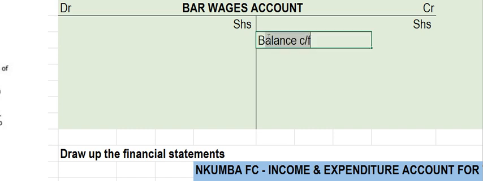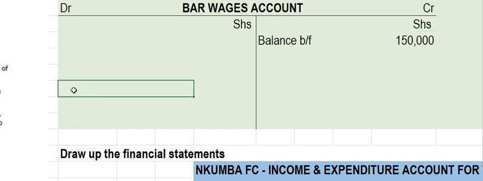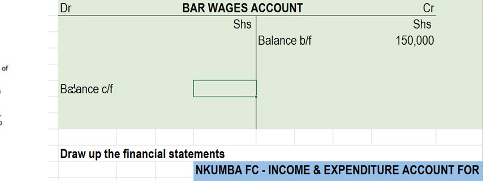Bar wages, we see an opening balance initially, the balance brought forward on the account. There is an opening balance, the bar wages outstanding of 152,000 as per the information. But then even at the end of the year, the club has a balance carried forward, outstanding bar wages, that is 250,000.